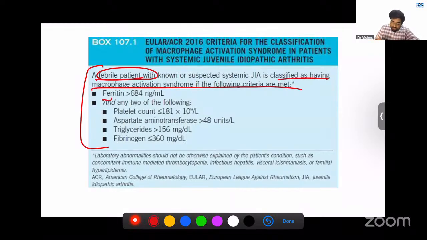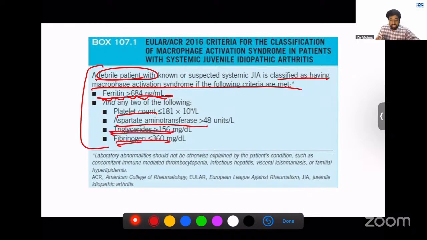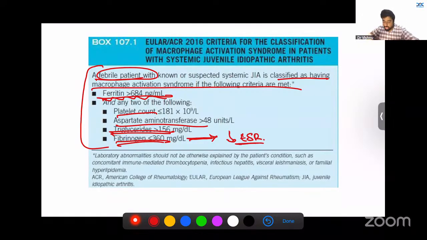firstly, ferritin. Again, the numbers are not important from a general medicine perspective. If you're preparing for rheumatology, yes, these are important. So ferritin 684, platelets less than 1.81 lakhs. It's not more than. There are cytopenias, less than. AST more than 48, triglyceride more than 156, and fibrinogen decreases, hypofibrinogenemia occurs. Also remember one important associated concept here: because fibrinogen is low, the RBCs are not able to attach to each other, not able to form rouleaux, and hence ESR actually falls, right? So this is also very important.